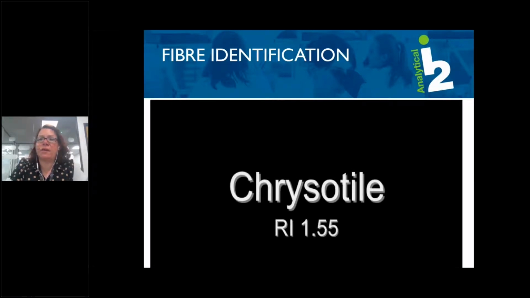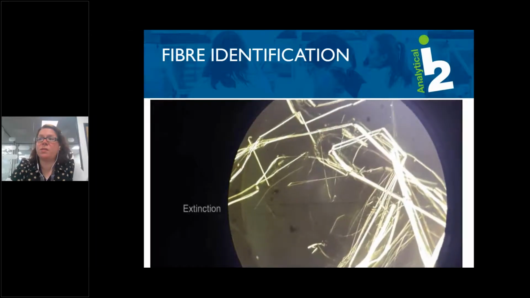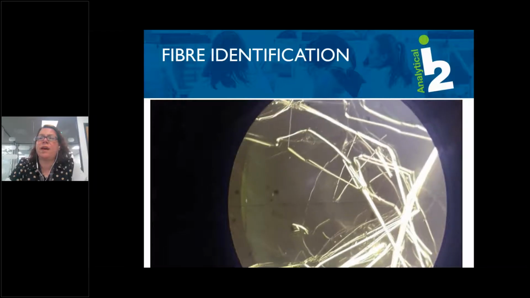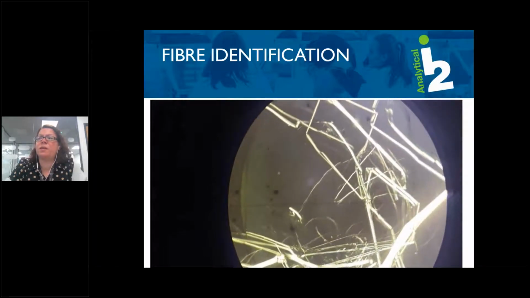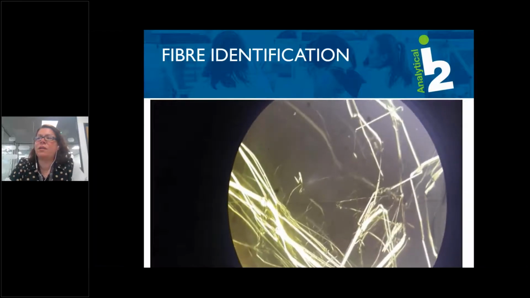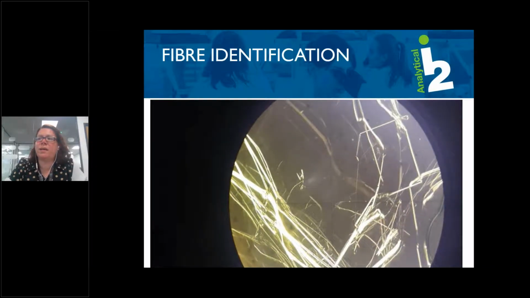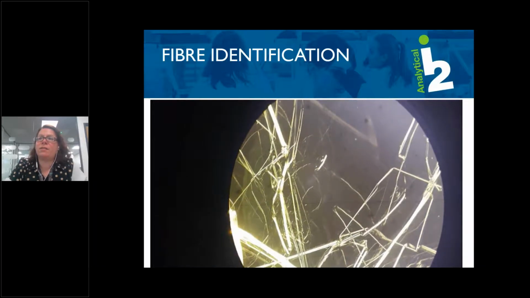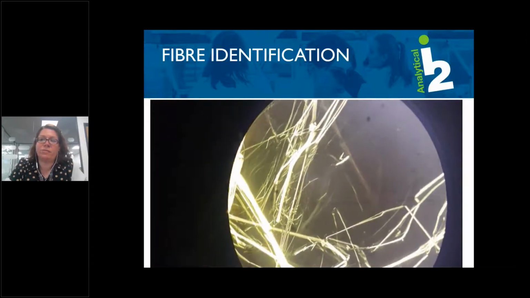So this is a video of how you identify chrysotile. You mount it in a particular refractive index liquid, and it shows characteristic properties. So this is being rotated through a plane of polarised light, and it's showing what's called extinction. So the fibres appear and disappear as they get rotated through the plane of polarised light. That is very characteristic of this form of asbestos with this refractive index liquid.